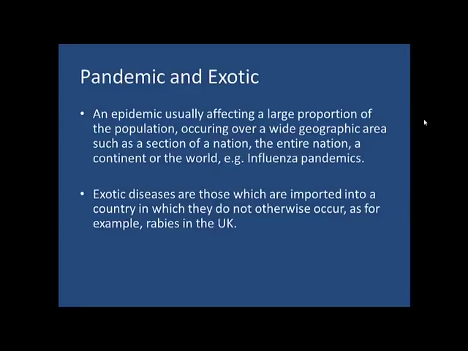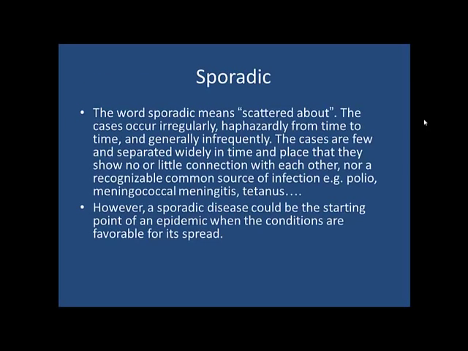Another example might be if you had a case of malaria in the United States. Malaria does not exist in the United States, so if you have a case, it's usually an imported or exotic case. And then you get sporadic outbreaks. These tend to be more scattered. They tend to be low level. You'll get polio infection for areas that haven't been vaccinated.